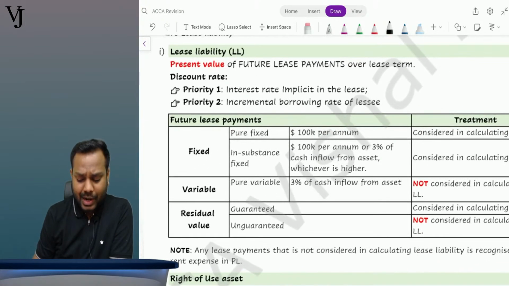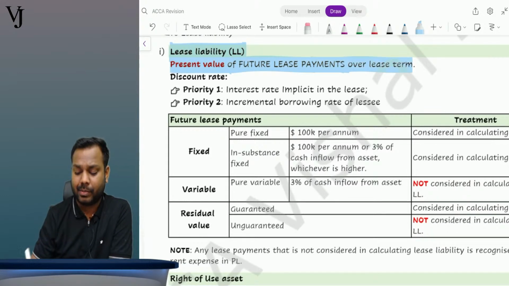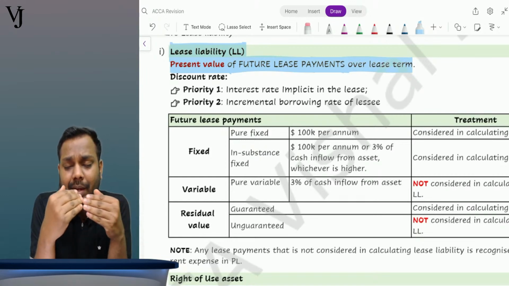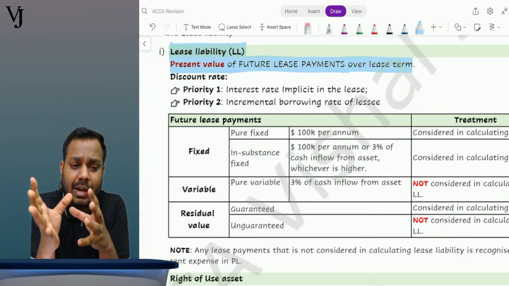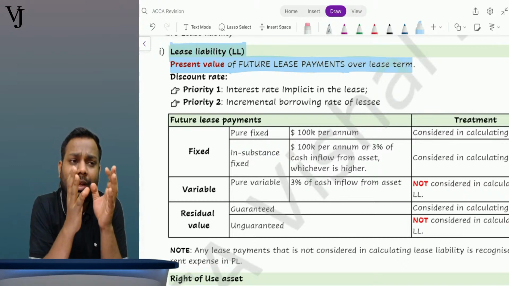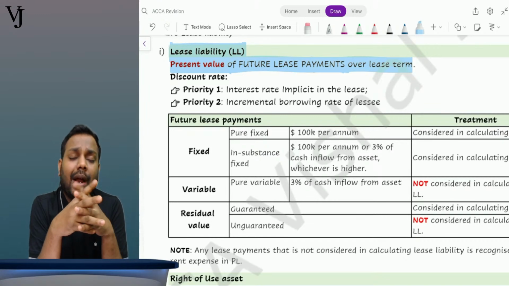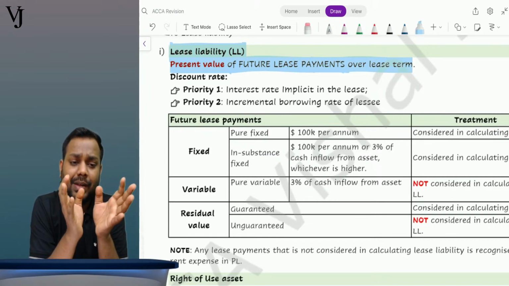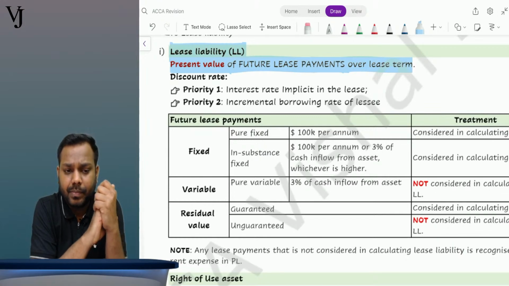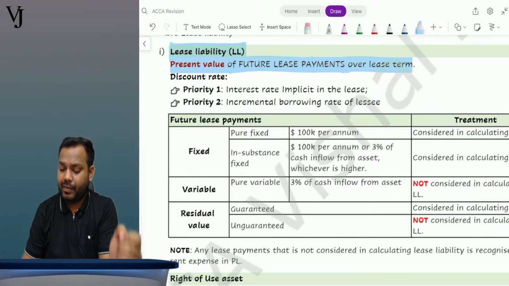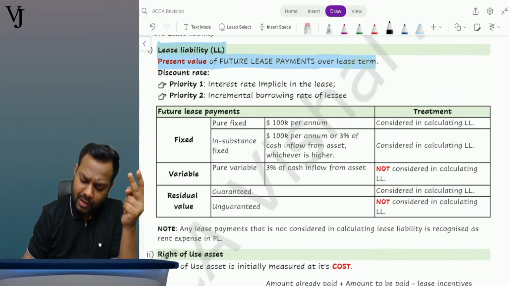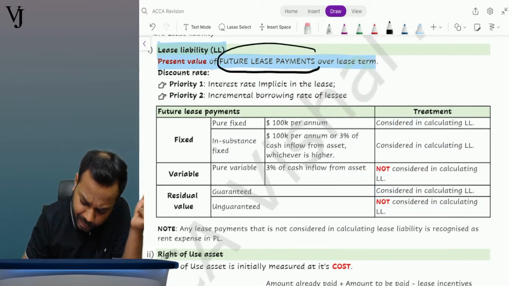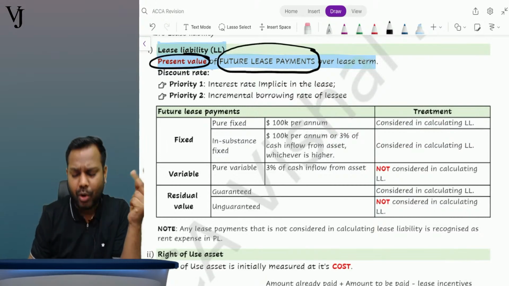So the standard says that the lease liability you will measure at the present value of the future lease payments over the lease term. Whatever payments the lessee is making to the lessor, you have to calculate the present value of it on the lease commencement date and recognize that as a lease liability. Is that clear, everyone? Now two questions come here. You should ask me, sir, what is the meaning of future lease payments, and what is the meaning of present value? How to calculate the present value?